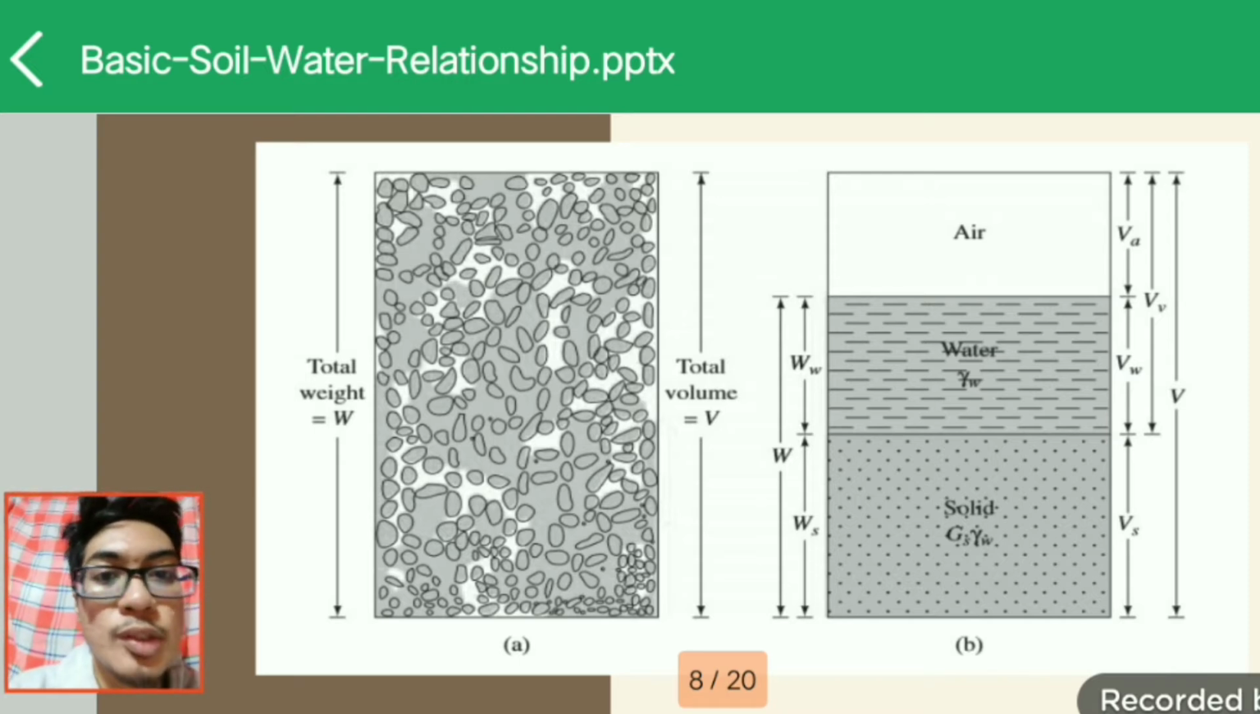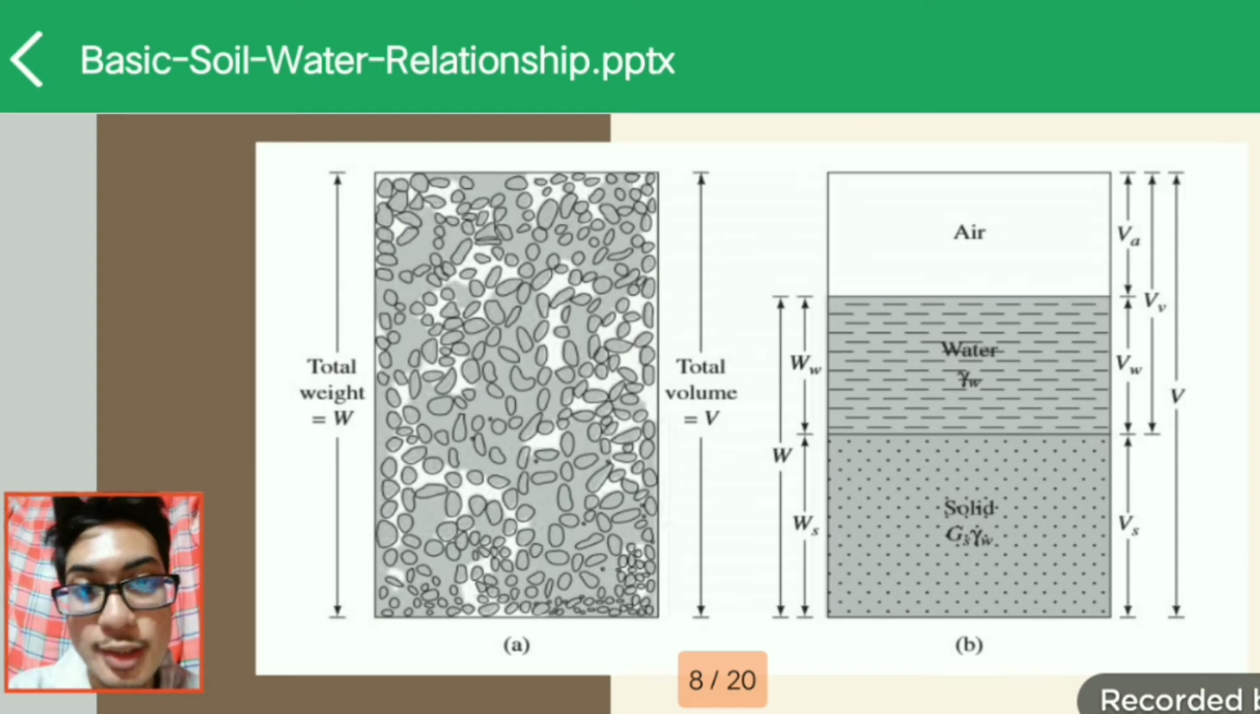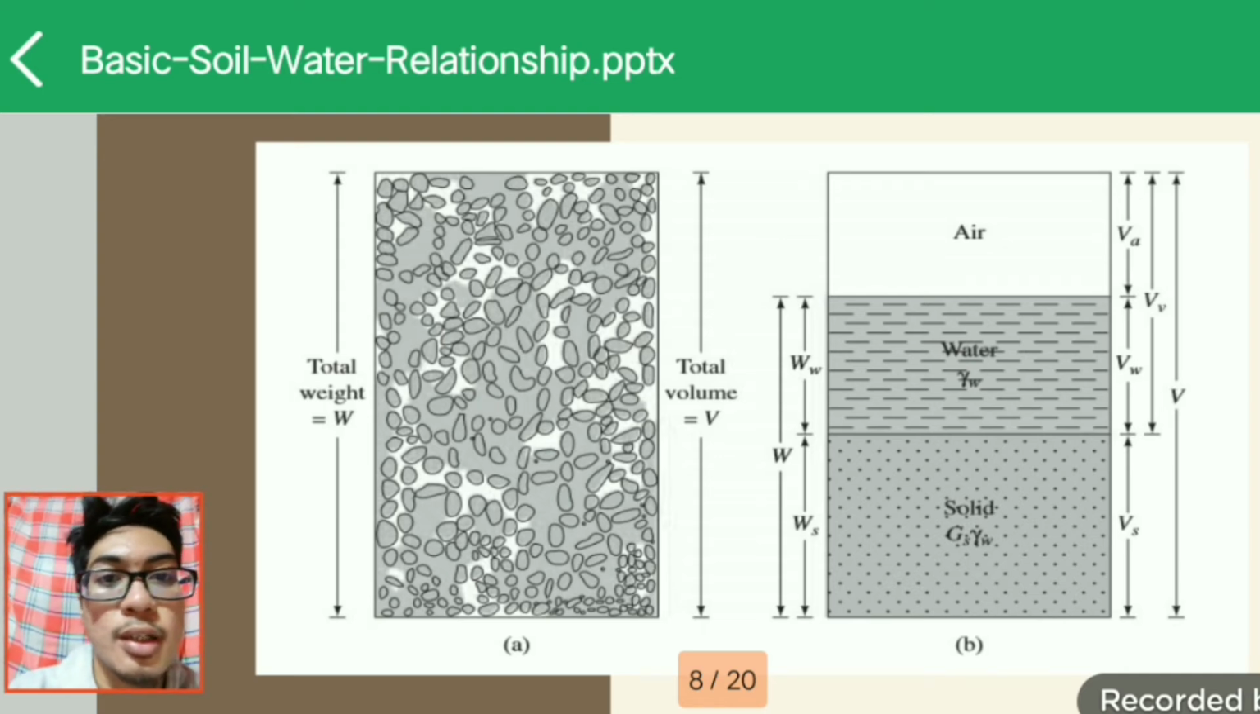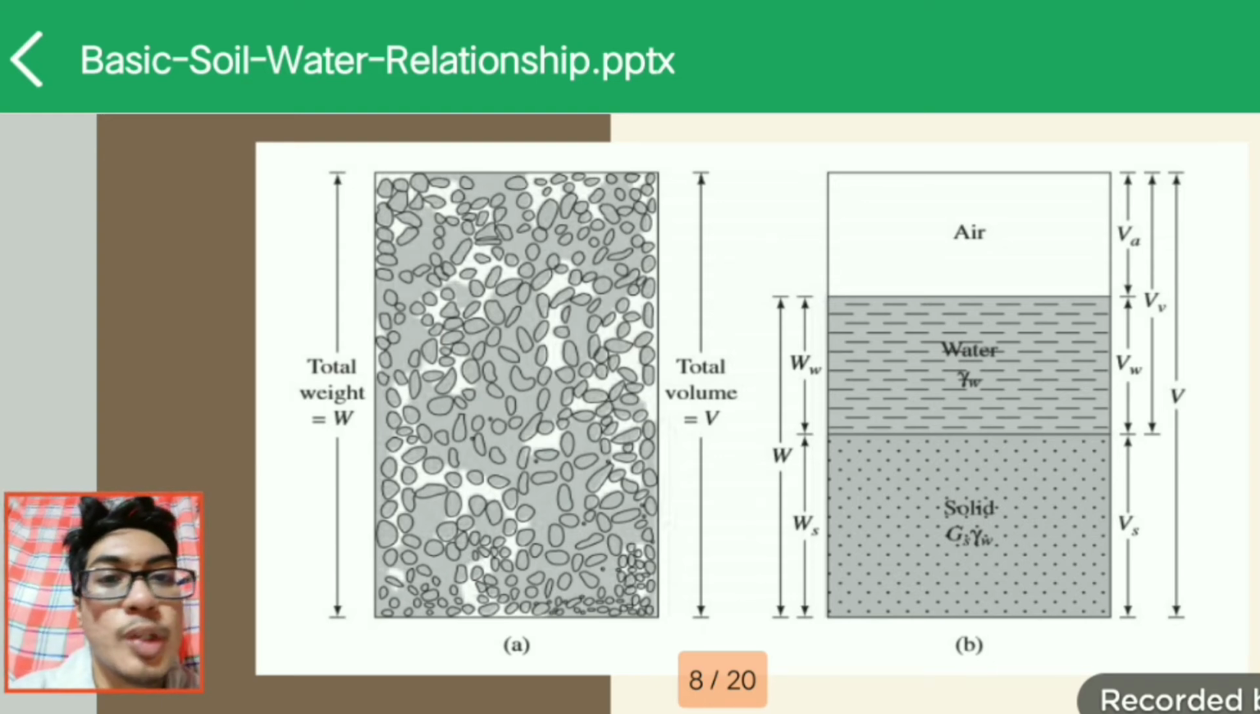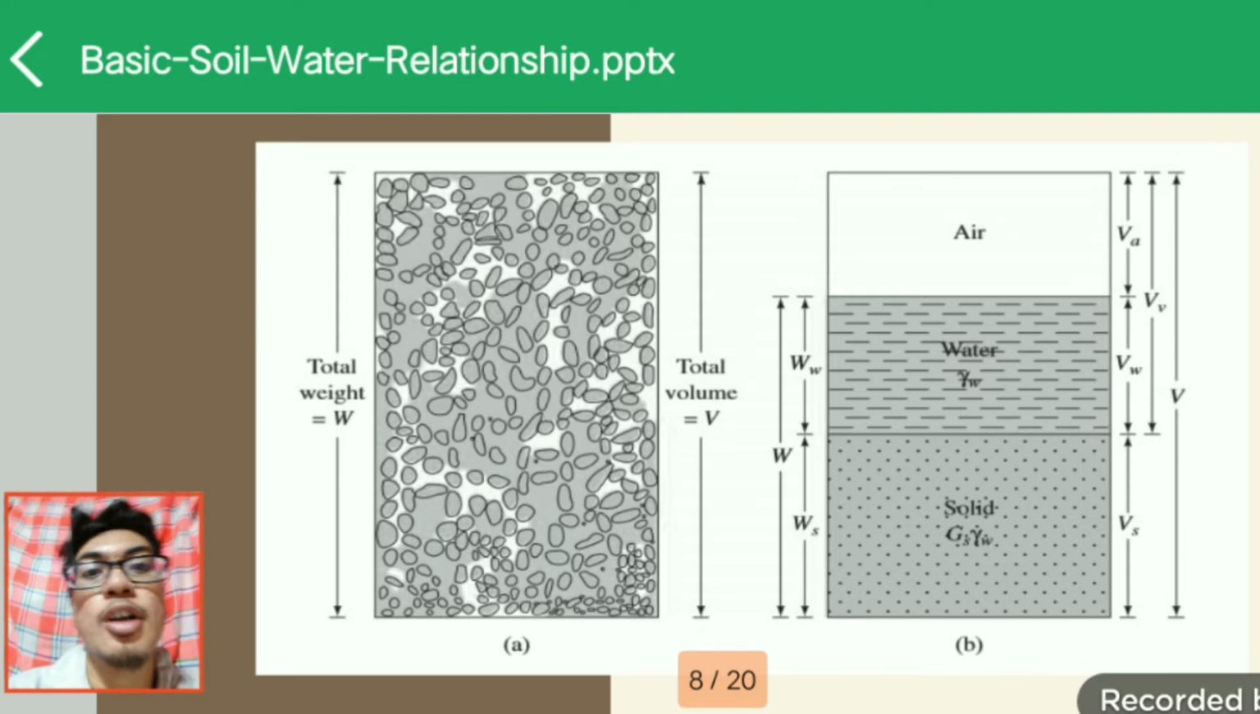And then if you want to relate how much void there is in terms of the overall, total volume, air, water, and solid, that's what they call porosity. Porosity is denoted by the letter n, and porosity is basically equal to the volume of void over the total volume.